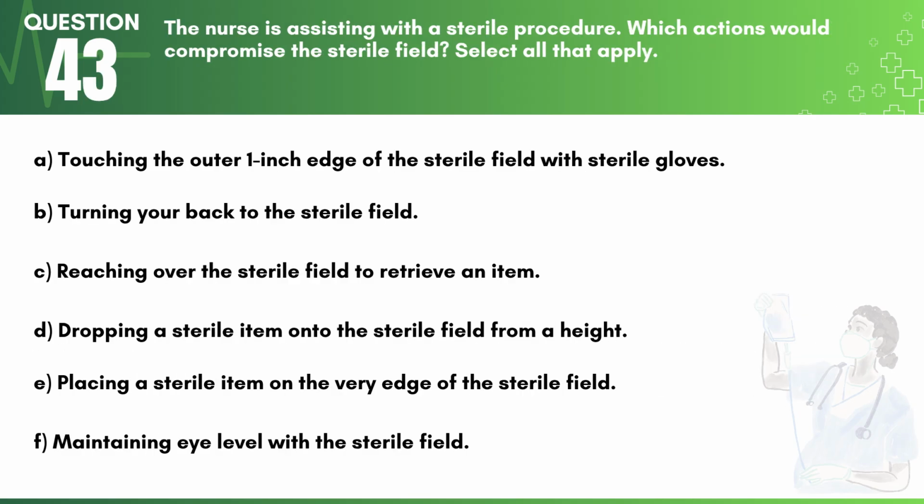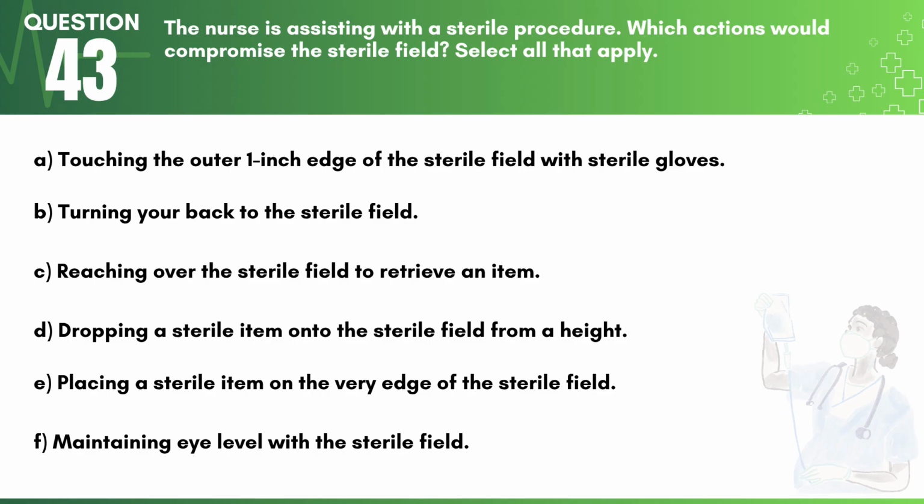Question 43. The nurse is assisting with a sterile procedure. Which actions would compromise the sterile field? Select all that apply. A. Touching the outer 1-inch edge of the sterile field with sterile gloves.